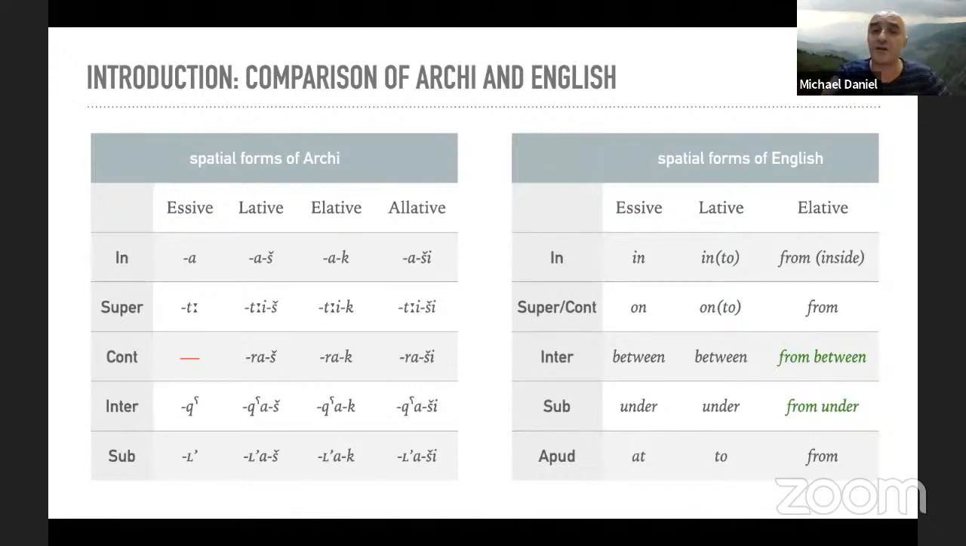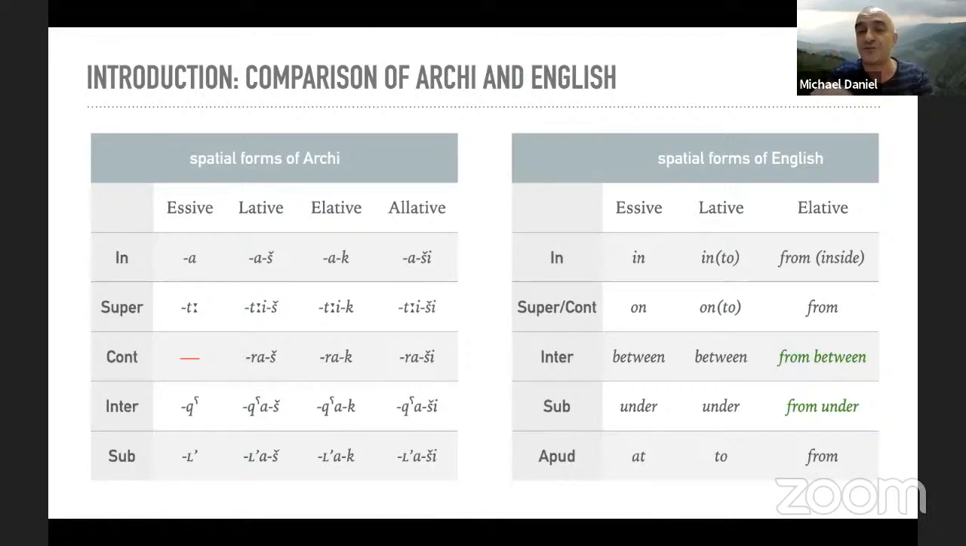Also, you have irregular patterns in the lative versus essive distinction. In a sense, if you think about these two meanings, localization and orientation, separately, then you could say that at is a cumulative realization or expression of apud and essive. And to is a cumulative realization of apud and lative, and the same to is also optionally used as simply a lative marker for the localizations in and subsequent.